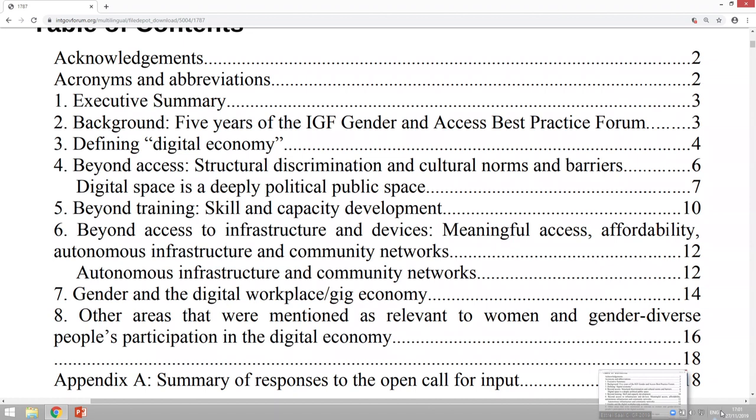Similarly, where research has been done on pay differentials, men are paid more than women. No data about gender diverse people, but certainly there's a difference between men and women. And then generally, broadly, working conditions in online work and platform work are very exploitative. There's very little opportunity for workers to organize. They're very fragmented, very distributed.